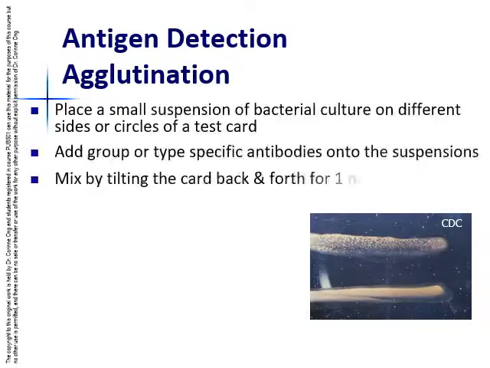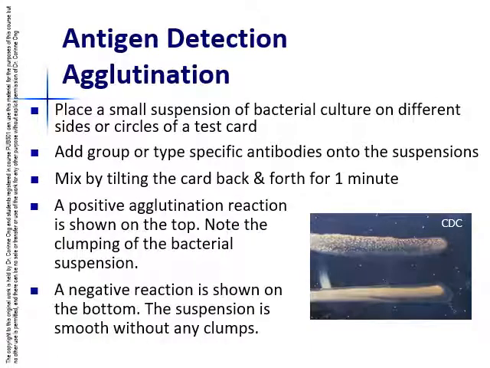To carry out the agglutination test, small suspensions of bacterial cultures are placed on the test card, either on different sides or in circles. The antibody is then added and mixed with the bacterial culture by tilting the card back and forth for a minute. If clumping is observed, a positive reaction is obtained. This can be seen in the upper side of the card in the picture, whereas on the lower side of the card, the suspension is smooth and there are no clumps, indicating that agglutination is absent and a negative result is obtained.